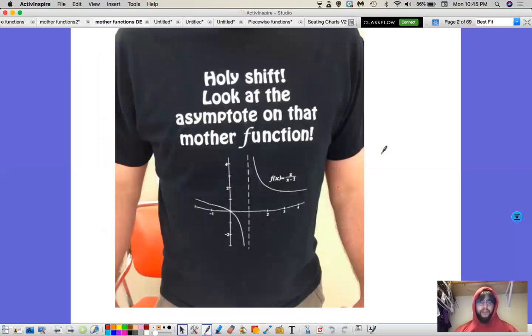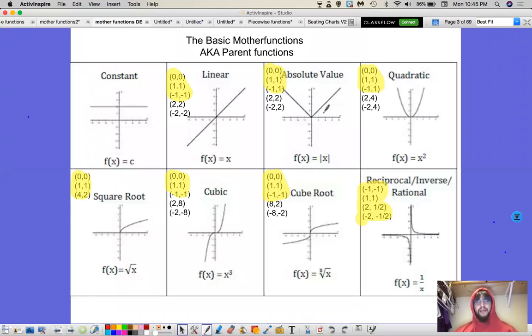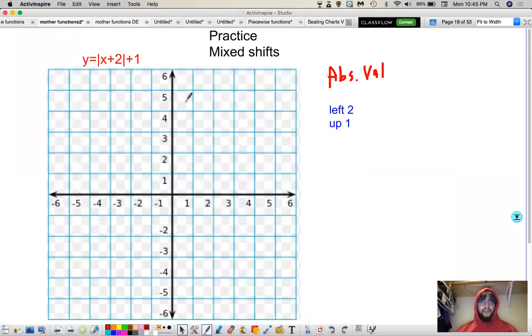No, not that picture. That picture. So it's the absolute value mother function. Remember, these highlighted points need to be up here. Just memorize it. You've got to know what these things look like, what these points are, and you need to know the domain and the range. It's just a bunch of memorizing for this stuff. It's not too terrible, though. There's only a few steps you need to know.